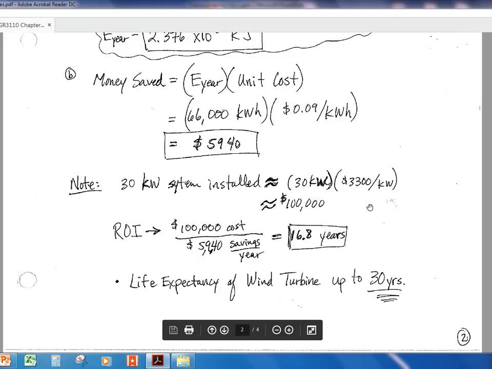For what it's worth, the life expectancy of a wind turbine is up to about 30 years. And remember, this number is highly dependent upon the number of hours that the wind turbine is fully operational. So if you have a more windy area, that value would go down because you'd produce more electricity and therefore have more savings in your electrical bill each year. And then obviously areas that have less wind, it would take longer to pay off.